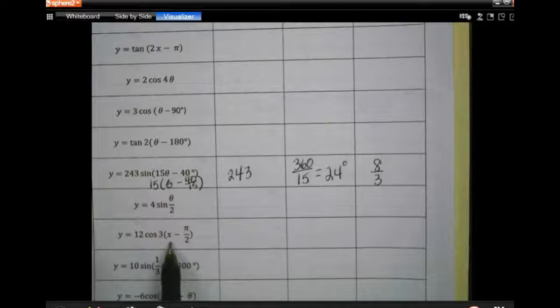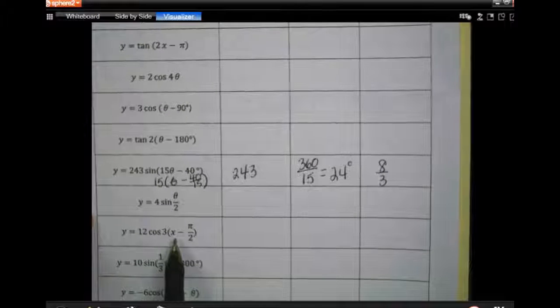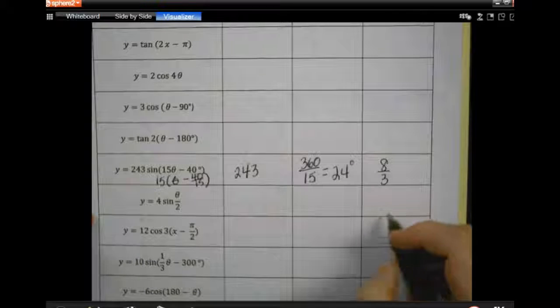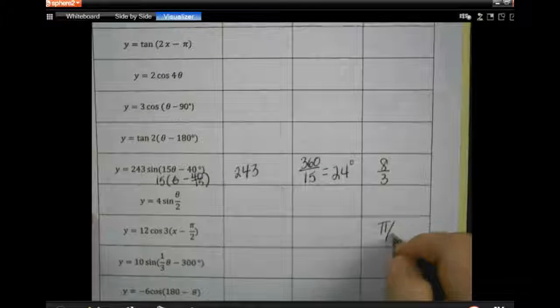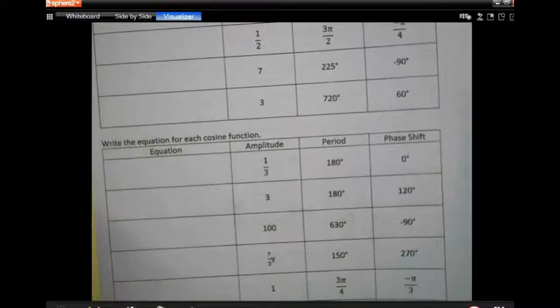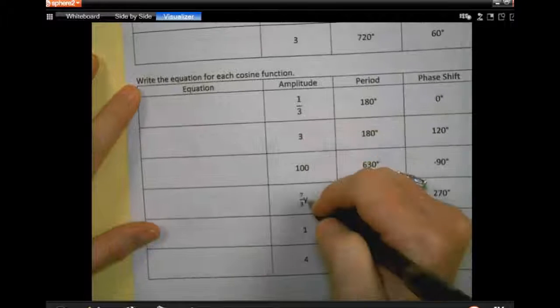So what about this one right here, the cosine, where the 3 is on the outside? Do I have to divide by 3 again? No. So this one, it already tells you the phase shift is pi over 2. Does that make sense? Okay, on the back. Make sure you crossed out on the bottom, you crossed out the y because that's a typo.